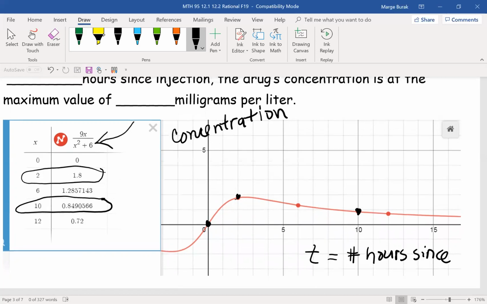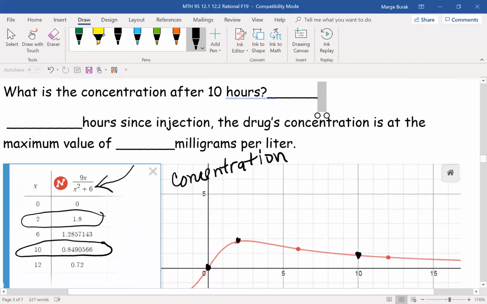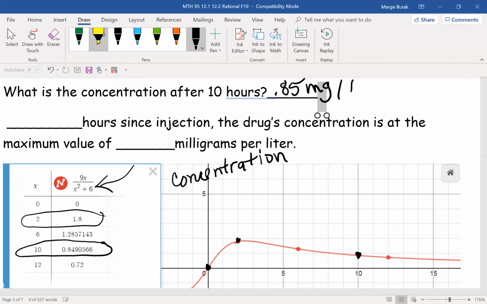Okay, so by graphing this, and by the way, to make this graph happen, I had to use this table to look at the values and how little they are, and then I changed the x-axis, the y-axis. The x-axis was fine. The y-axis, I just had to make it smaller so I could see that. So when they ask us, what is the concentration after 10 hours, I'm going to put about 0.85 milligrams per liter.